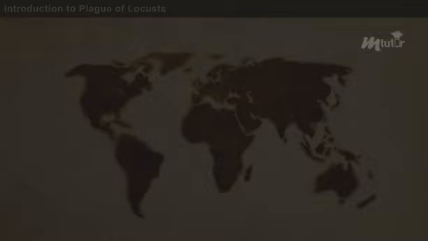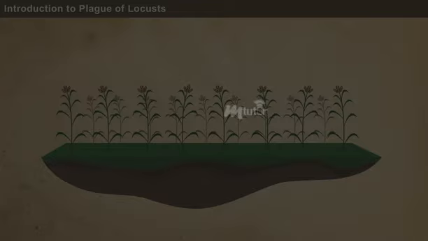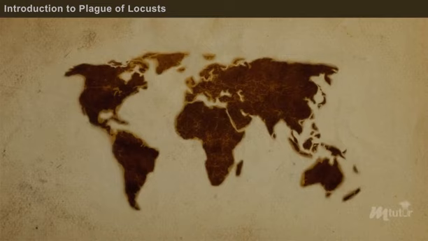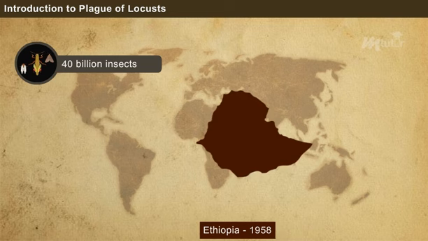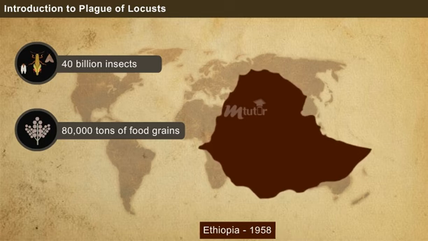Moving forward, a similar kind of incident happened in Palestine in 1915, when a plague of locusts devoured almost all the vegetative areas. Disgracefully, in 1958, 40 billion insects ate nearly 80,000 tons of food grains in Ethiopia, which was sufficient to feed 40,000 people for a year.